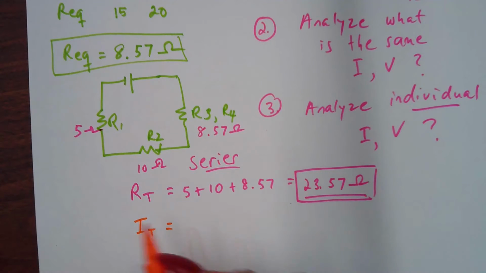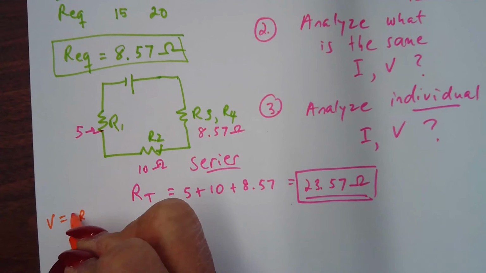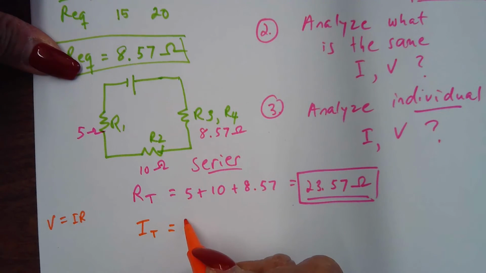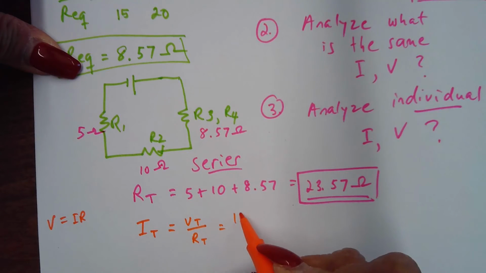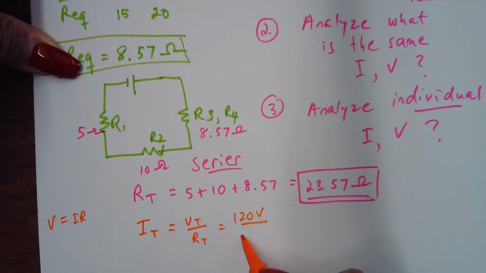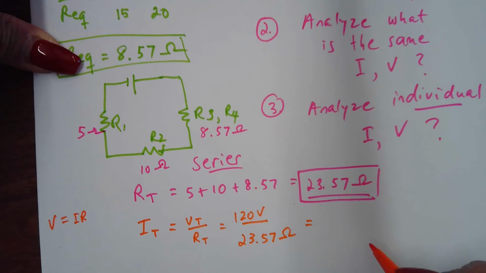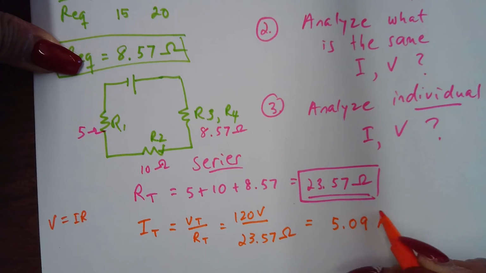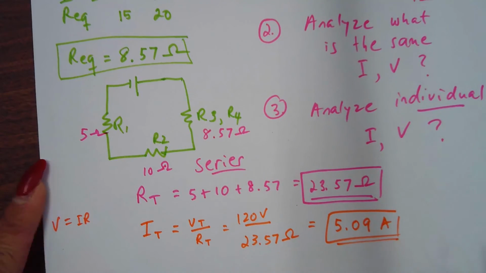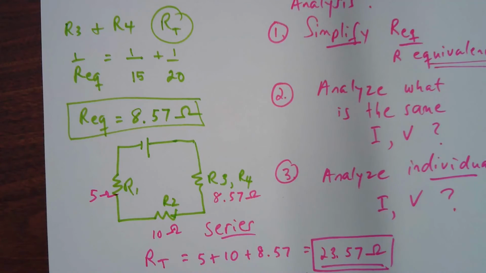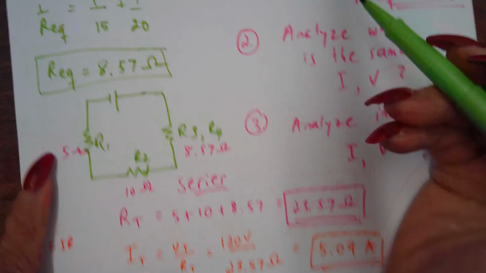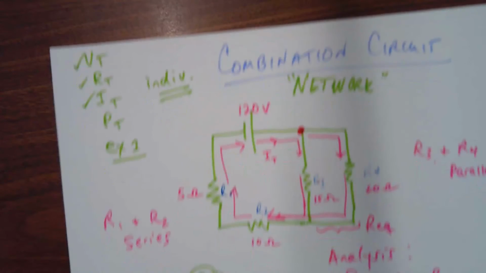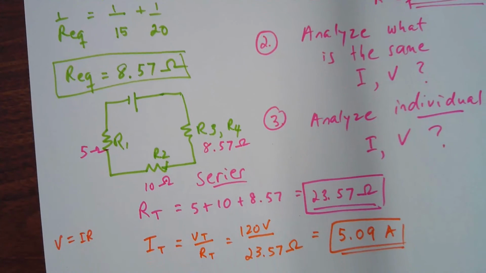Okay, yeah. So remember, V equals IR. So I will be VT over RT. 120 volts divided by 23.57 ohms is 5.09 amps. That's the current. Done. So we now have the total current as well. So I'm going to check that in our circuit analysis. We're getting there. Total current.